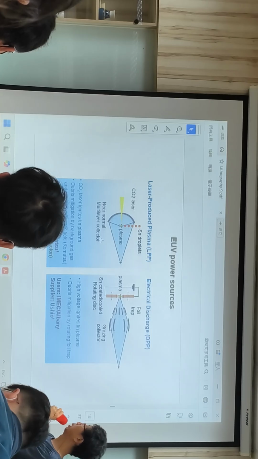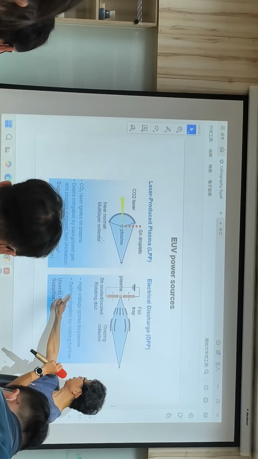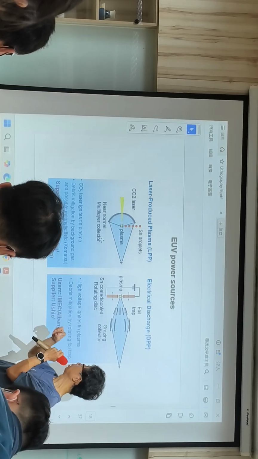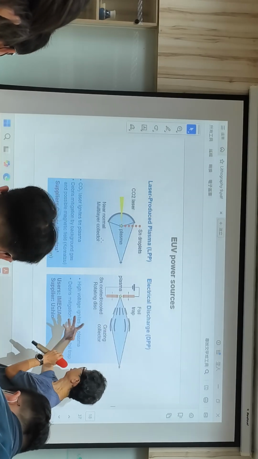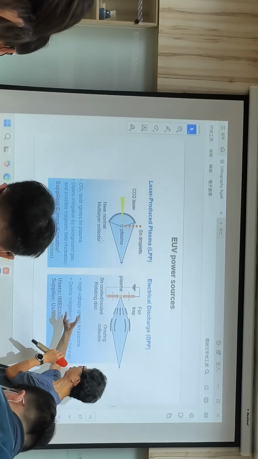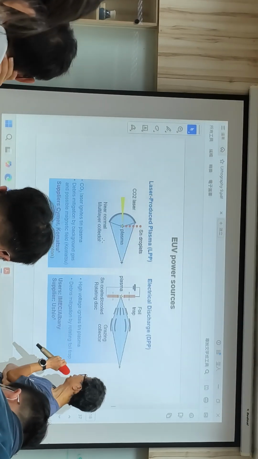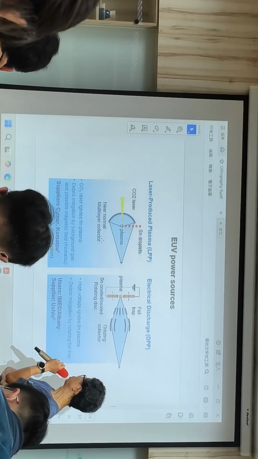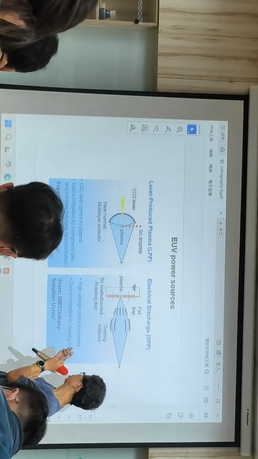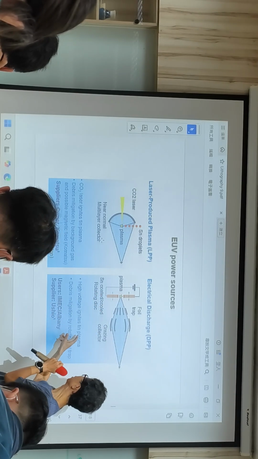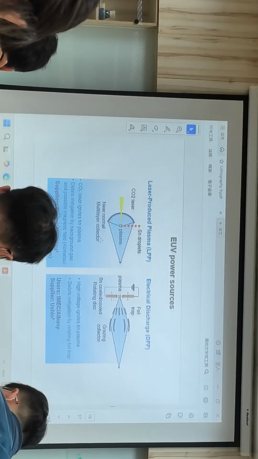Okay? And so there's a debris mitigation, meaning the debris basically is tin. The tin will come out, and then we use a foil to kind of collect all the tin debris. The debris is tin. And so this is a high voltage. They use a high voltage to ignite the tin plasma. Okay? In this way, they can generate the EUV.